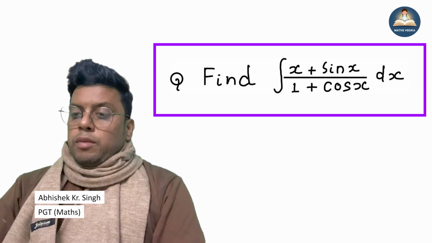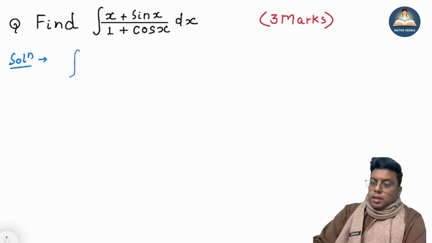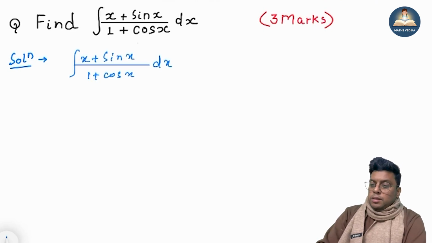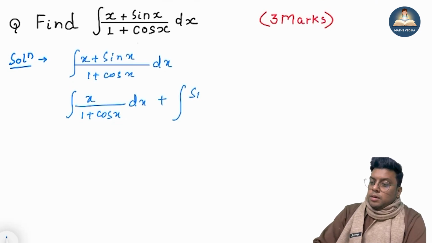Okay, so we have to find the integration of (x + sin x) divided by (1 + cos x) dx. So we can distribute this division. We can write this as the integration of x divided by (1 + cos x) dx plus the integration of sin x by (1 + cos x) dx.